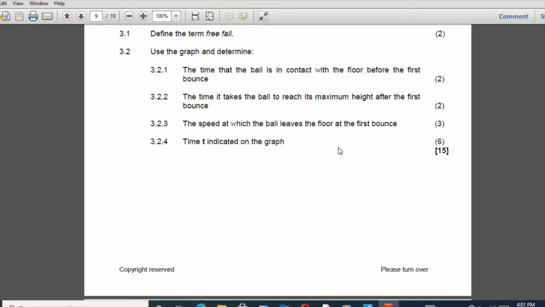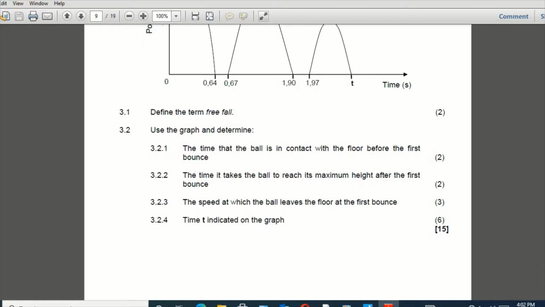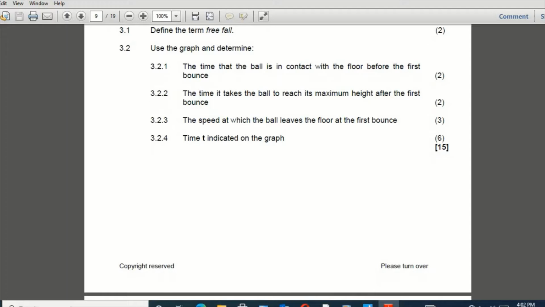And then a question that weighs a lot would be the time t indicated on the graph. Like I mentioned, that time was not provided for us. So let us just jump straight into it and try to solve this and see some of the important things that we're going to take away from it.